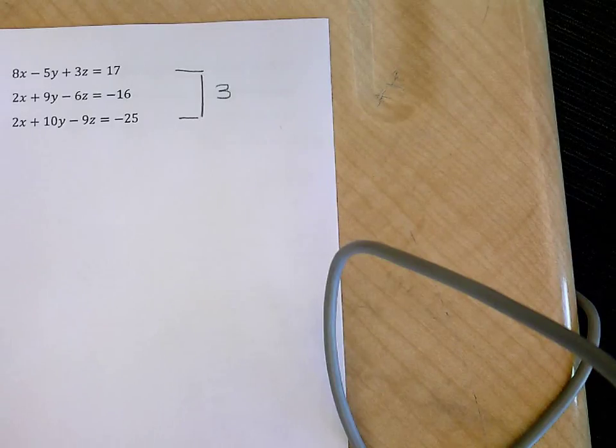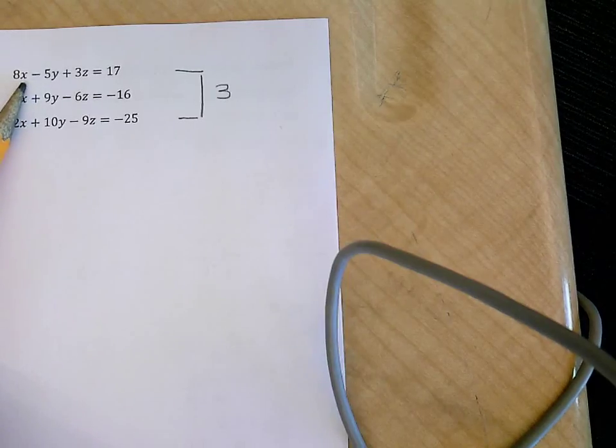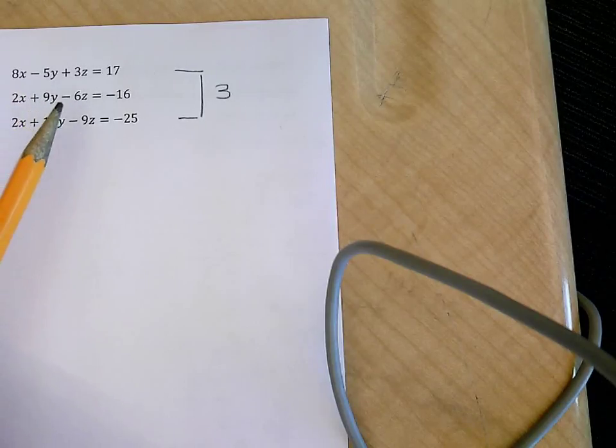So once again, we're going to look at our values to see which one's the easiest to do. Well, I got 8, 2, and 2. I know I can multiply 2 to get to 8, but let's see if there's an easier one. Negative 5, 9, and 10. Well, I know I can multiply negative 5 by 2 to get to 10, but it's kind of hard to get to this 9. So I don't want to do that.